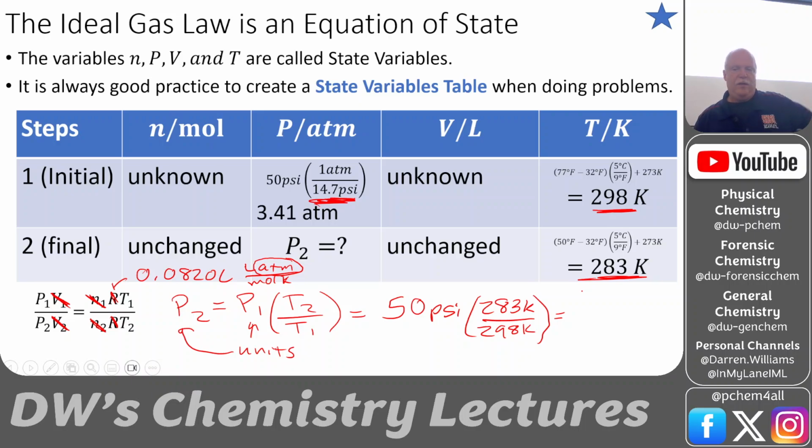Okay, break out the calculators. Three, enter 298, divide, 50 times... 47.5. So that's the pressure I should have just by the temperature change. And so this tells me that I probably have a leak and I should go get the air compressor and fill it up, and maybe even get it checked, run by Discount Tire.